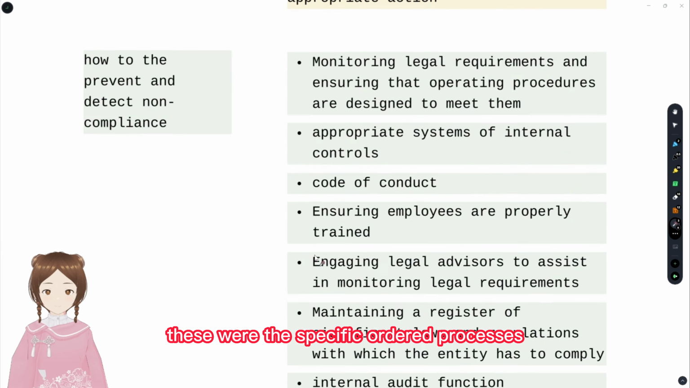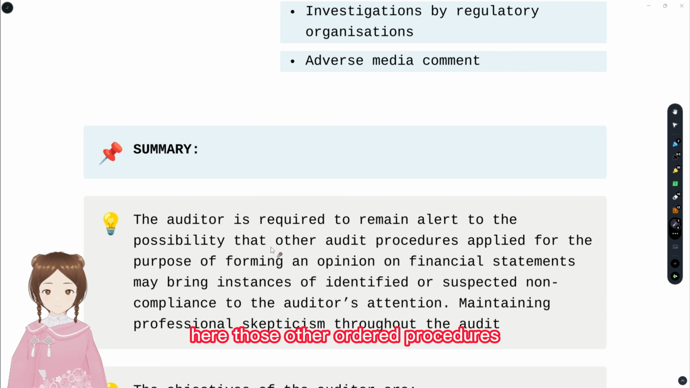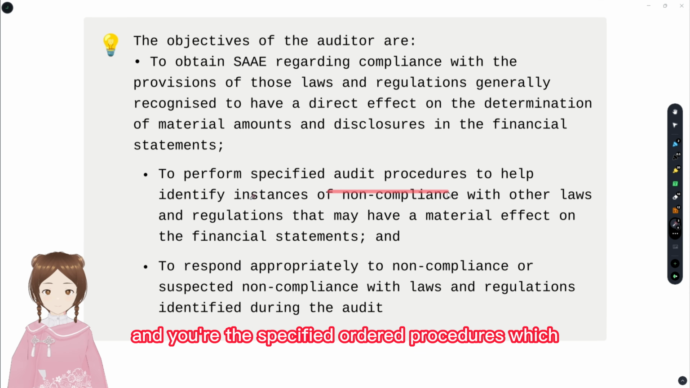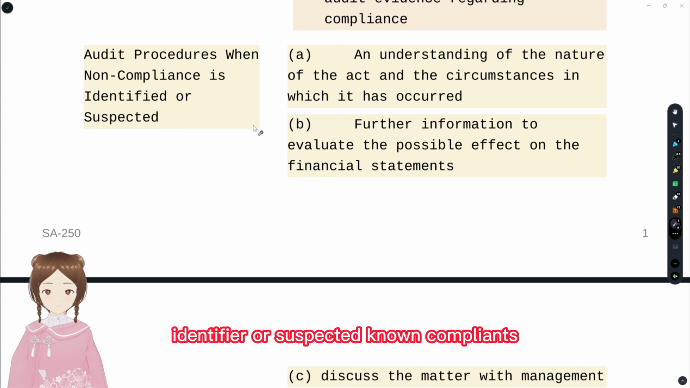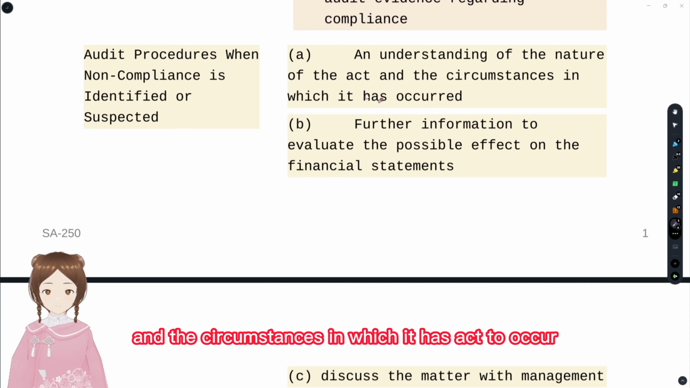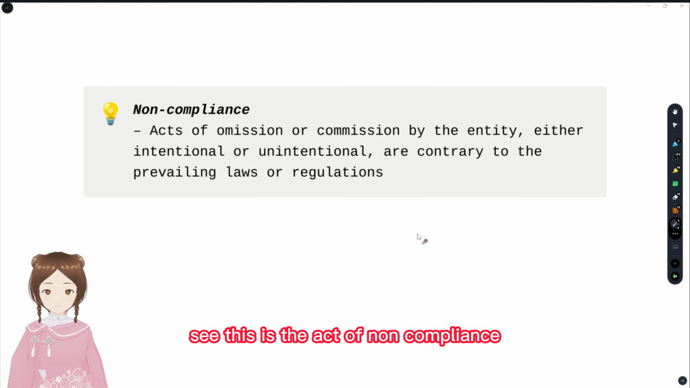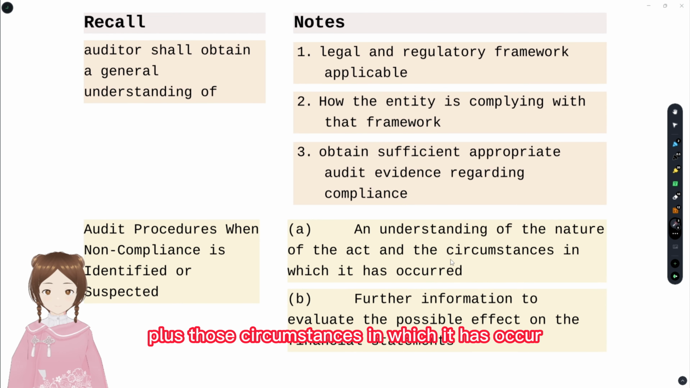These were the specific audit procedures, those other audit procedures, and here the specified audit procedures which would be applied when we find any identified or suspected non-compliance. What do we have to do? We have to obtain an understanding of the nature of the act and the circumstances in which it has occurred. See, this is the act of non-compliance, plus the circumstances in which it has occurred, like the incentives that it might gain or the pressures it is facing.